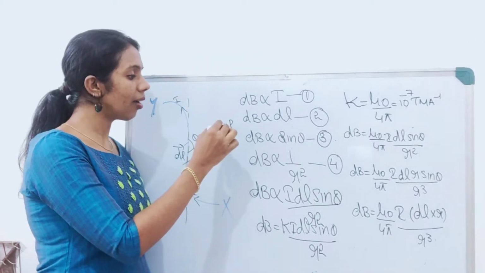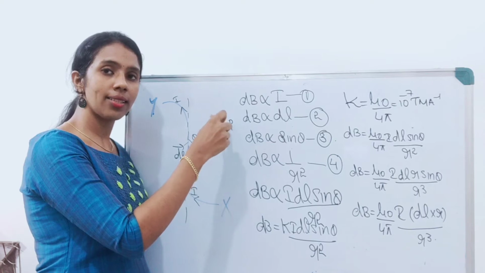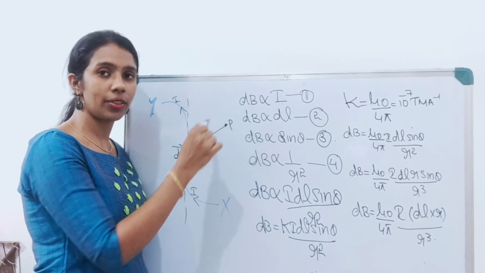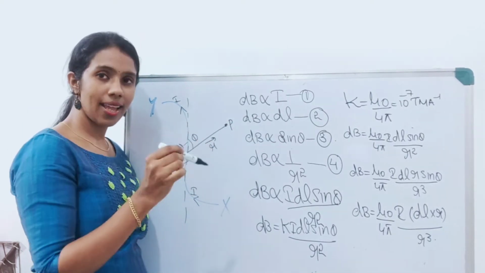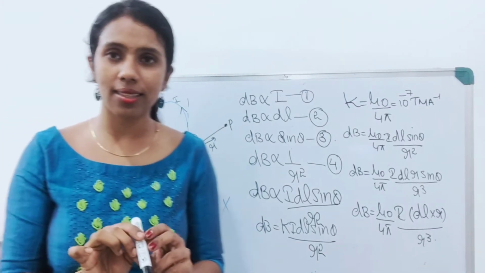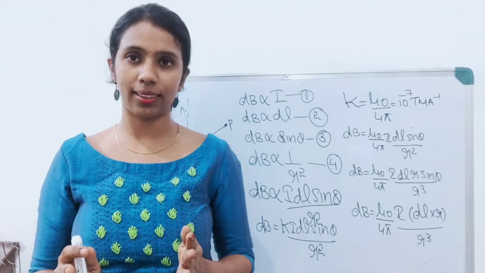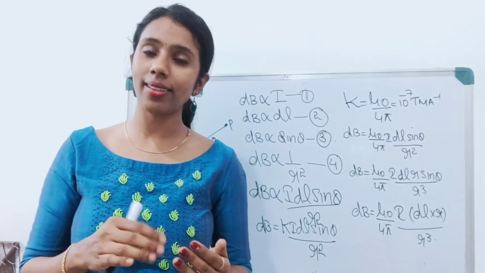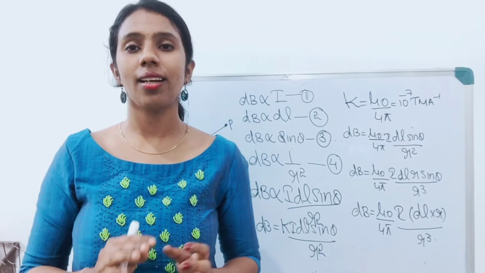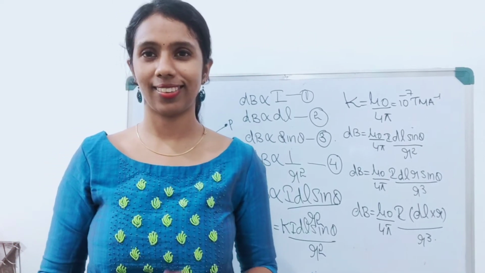Now if we rotate the screw in such a way that it moves in the direction of dl to r, then the screw advances in the direction of the magnetic field. Thus, we can determine the direction of the magnetic field using the right hand screw rule.